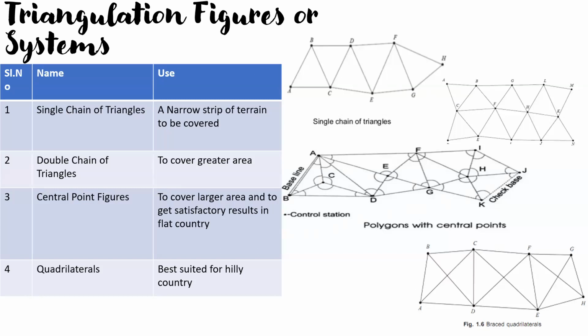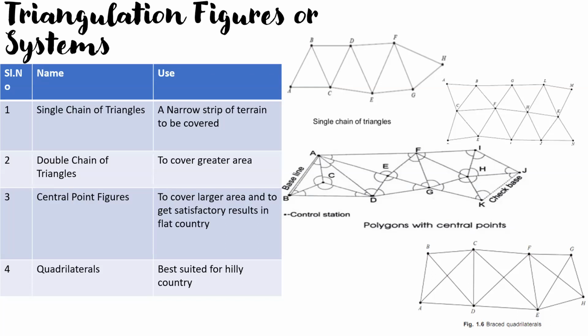Single chain of triangles is used where a narrow strip of terrain is to be covered. Though the system is rapid and economical, it is not so accurate for primary work since the number of conditions to be fulfilled in the figure adjustments is relatively small. Also, it is not possible to carry the solution of triangles through the figures by two independent groups. Thus, it is not so suitable for use in primary triangulation.